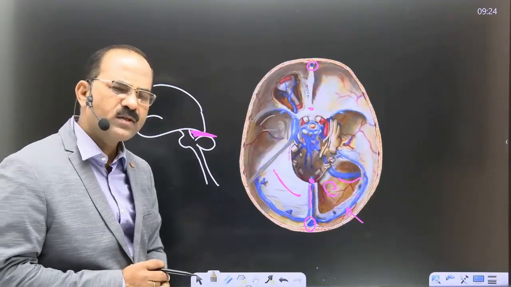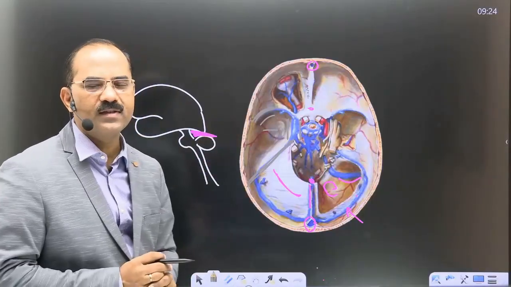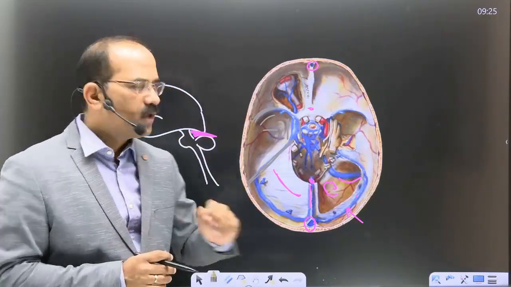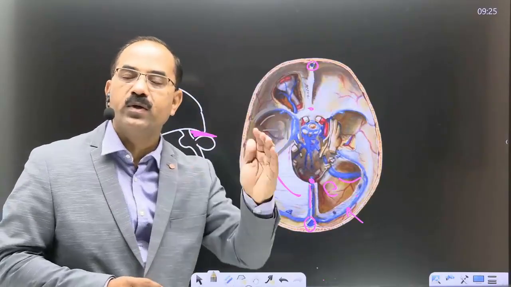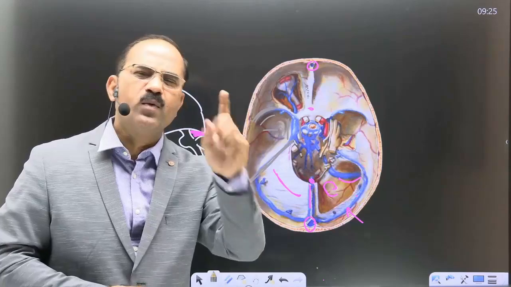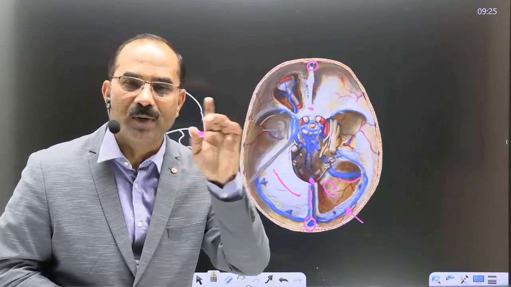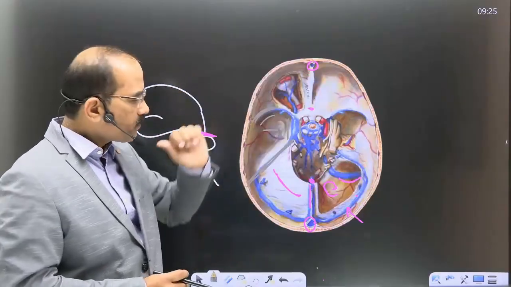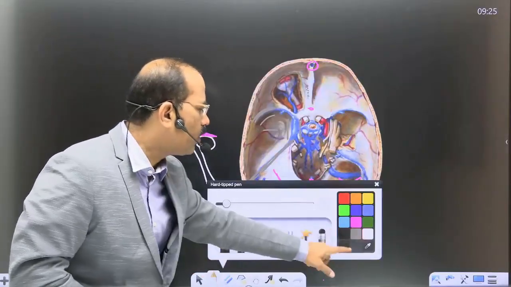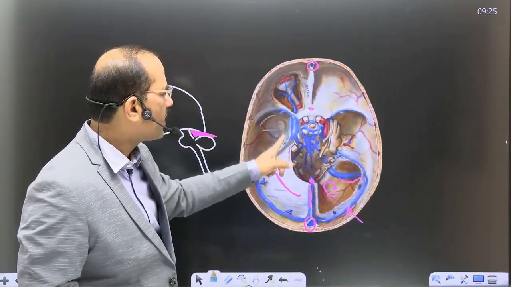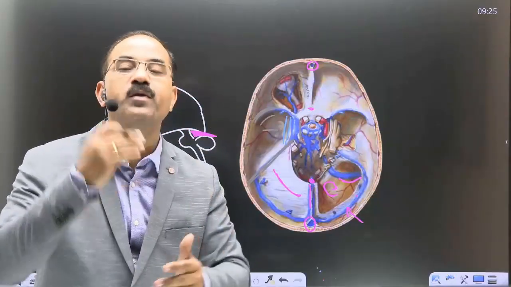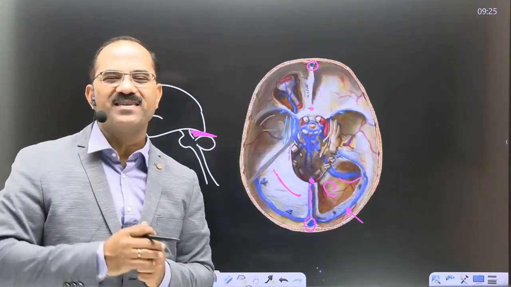Okay, students, now just try to understand the relations of the cavernous sinus. I told you, any structure that has to go to the orbit from the skull has only one way to get in. That's the superior orbital fissure, correct? Any structure going towards the orbit has to pass from here. So any structure going towards the orbit as a rule will be related to the cavernous sinus. You understanding?